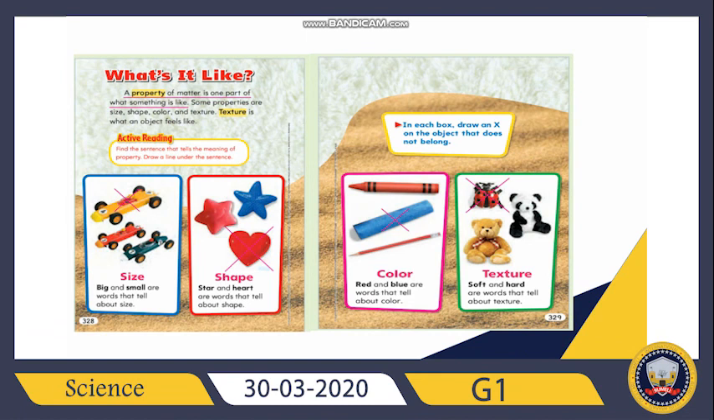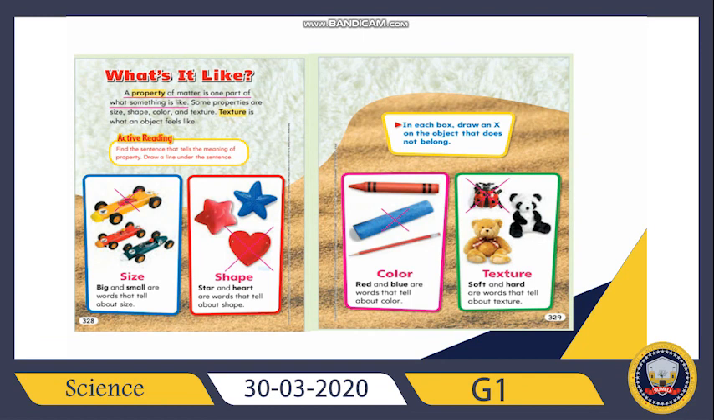And color. In this part, red and blue are words that tell about color. Or maybe other colors. They can help us to talk about colors. And in the texture part, soft and hard are words that tell about texture. Do you remember I said touch a pillow? When you touch a pillow, you understand that it is soft. It isn't hard.